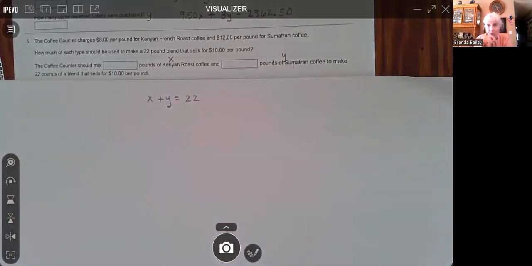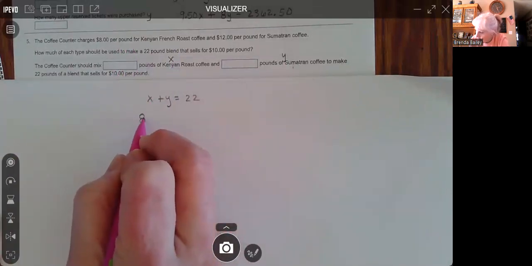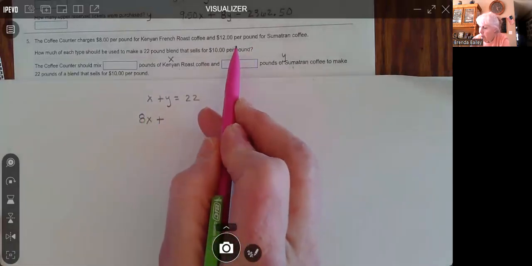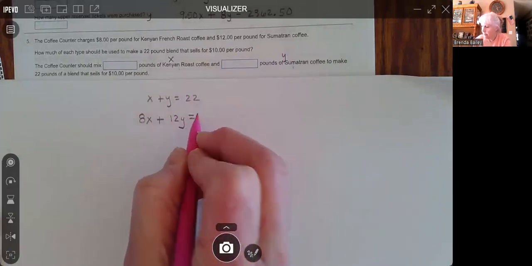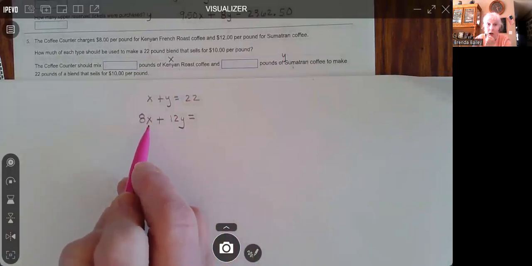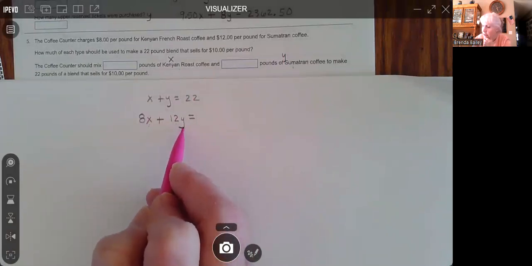Now, we have a value equation, just like we had a value equation with the baseball seats. Each one of these pounds costs $8, so $8 times the number of pounds of the Kenyan, plus I have $12 per pound of Sumatran coffee, so 12 times the number of pounds. This is $8 per pound times the number of pounds, which will tell me how much in dollars I have here. $12 per pound times the number of pounds will tell me how much the Sumatran coffee totals.